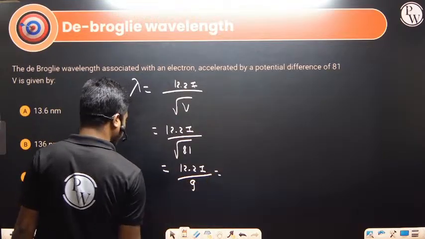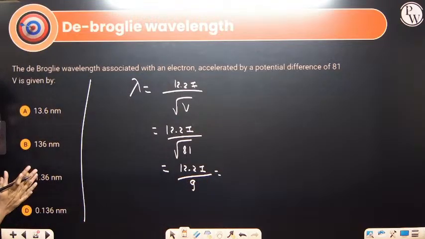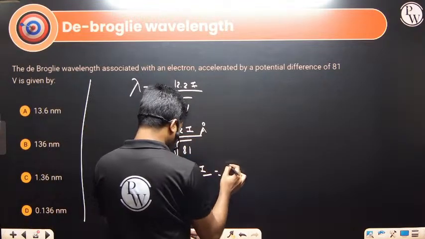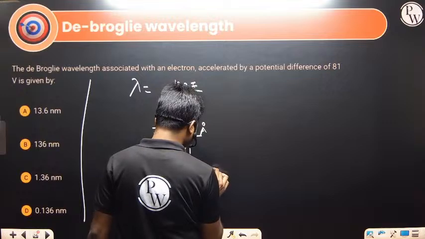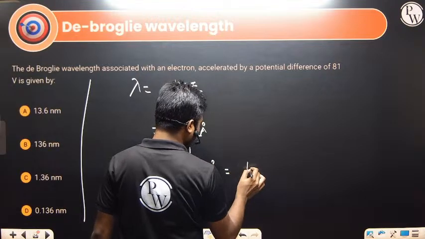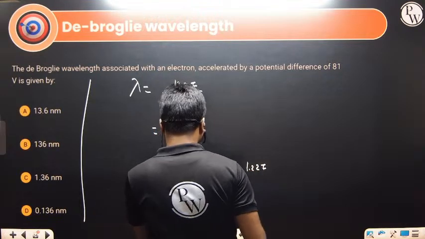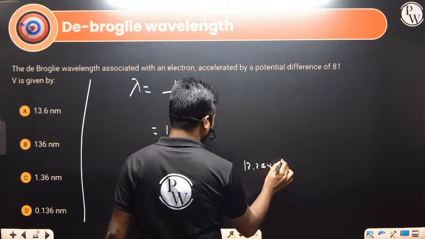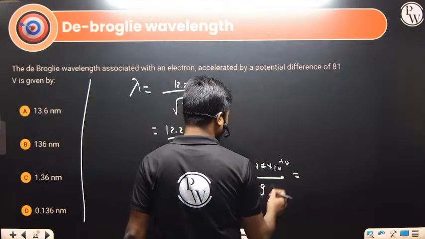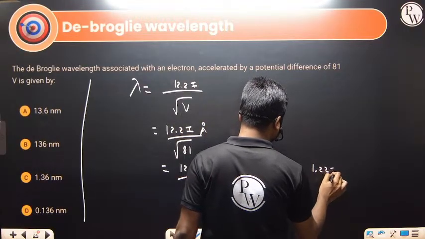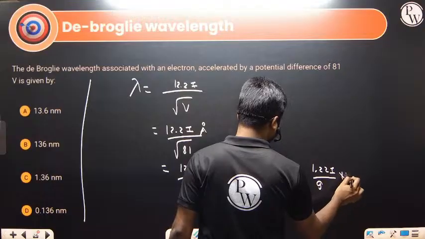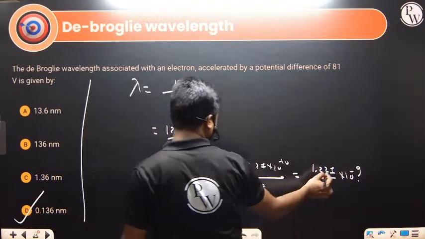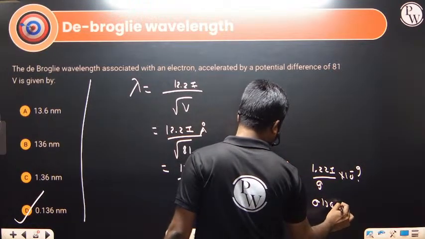Approximately, solving this, 12.27 by 9, we get this in terms of angstrom. If you write in terms of nanometer, 10 to the power minus, this is 12.27 into 10 to the power minus 10 divided by 9. So I'll write this as 1.227 divided by 9 into 10 to the power minus 9. In terms of nanometer, this will be 0.136. If you solve this, you will get 0.136 nanometer.